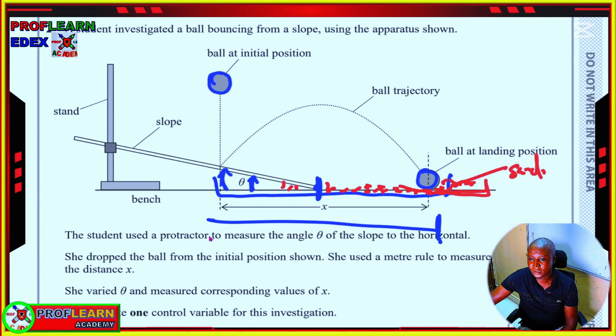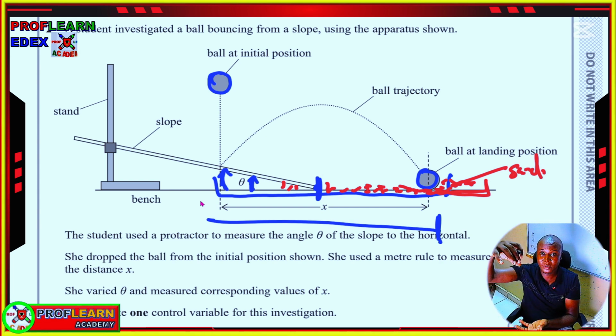The second experiment that was given to candidates is whereby a ball was dropped from some height, then it bounced on the slope, and then they measured the distance x. We are supposed to state control variables that could be taken here, because what is being changed is the angle of orientation or the angle of inclination, and then the distance the ball covers in the horizontal direction is measured. So what should be controlled?